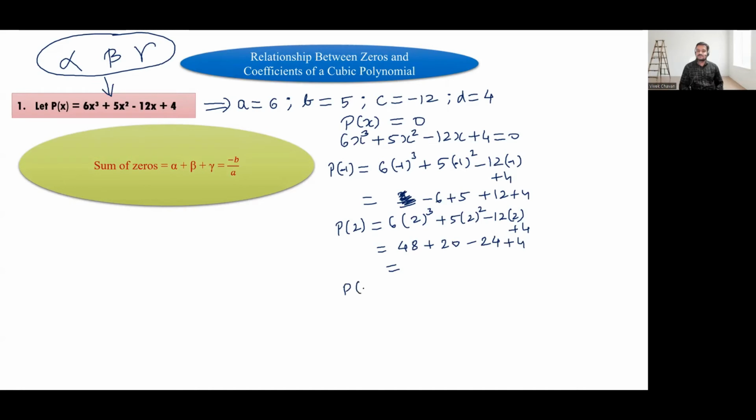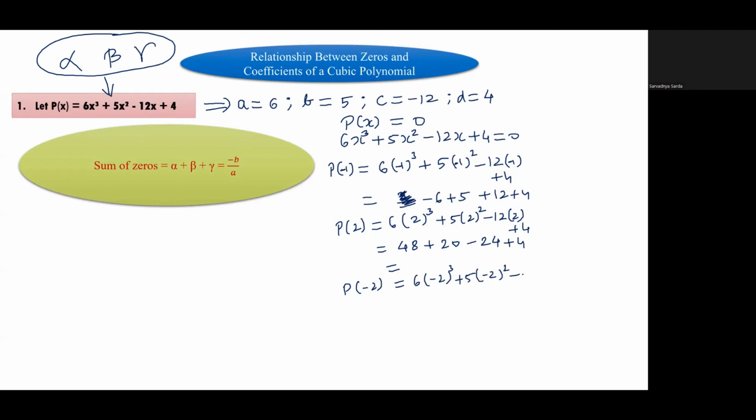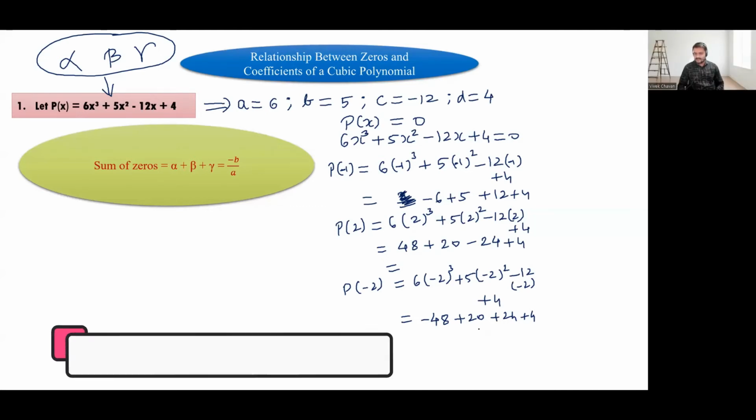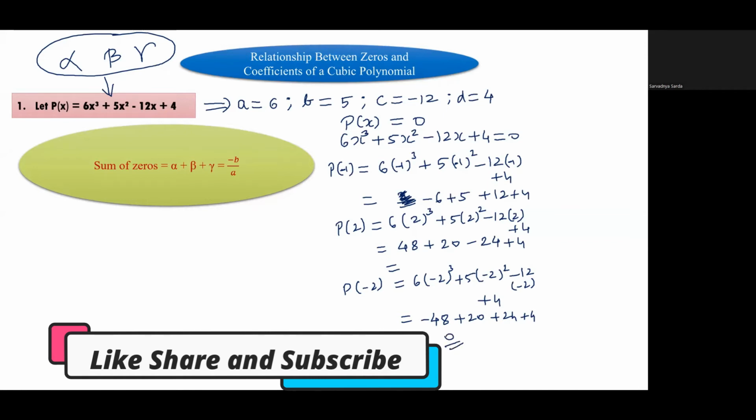So we'll put minus 2. Yes, Sarvadnya. Minus 48 plus 20, then minus 12 in bracket minus 2, so plus 24, plus 4. So minus 48 plus 20 plus 24 plus 4. Are we getting it? Yes, sir, 0. Yes, absolutely. We are getting 0 here.